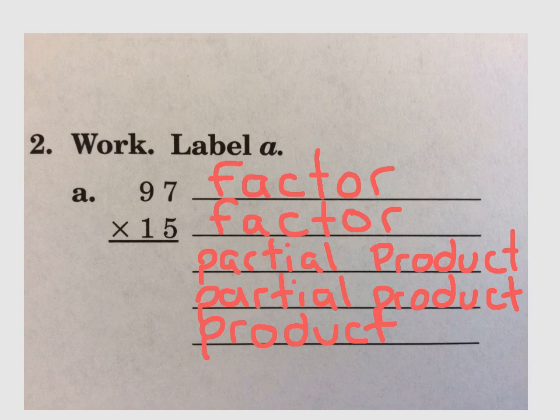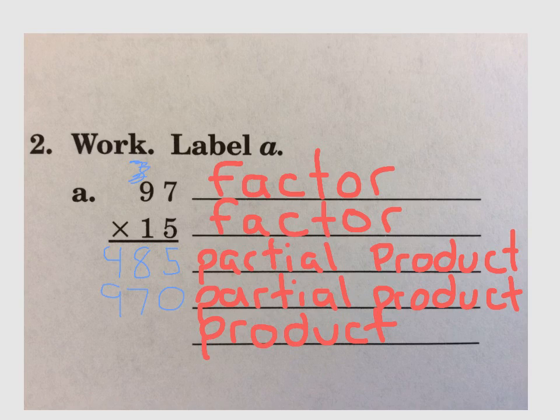Also told us to go ahead and work out the problem. It says work, and then we had to label these lines here. So we'll do this one together. 5 times 7 is 35. So put a 5 and carry the 3. 5 times 9 is 45, plus 3 is 48. Now I'll put my 0. 1 times 7 is 7. 1 times 9 is 9.